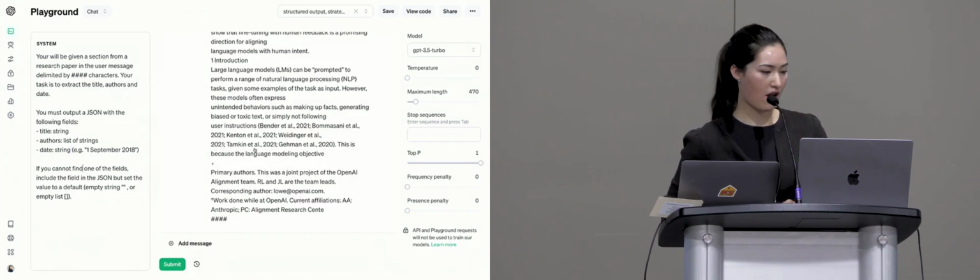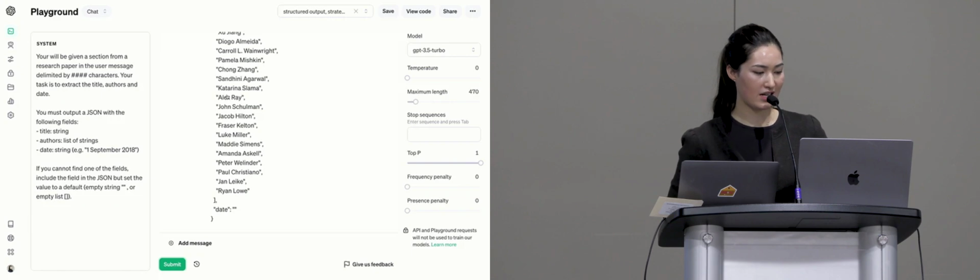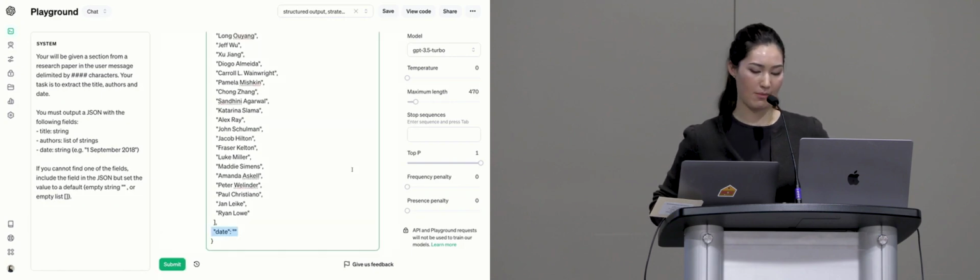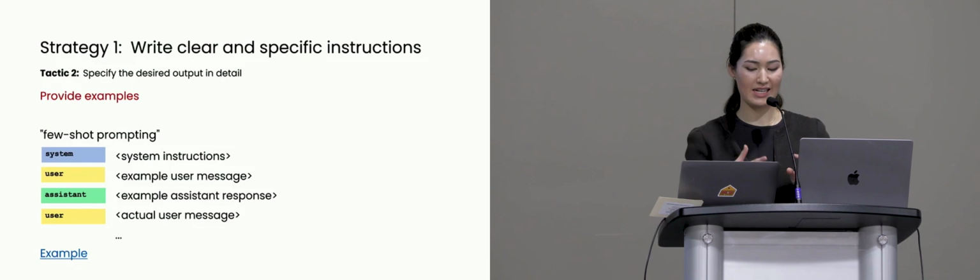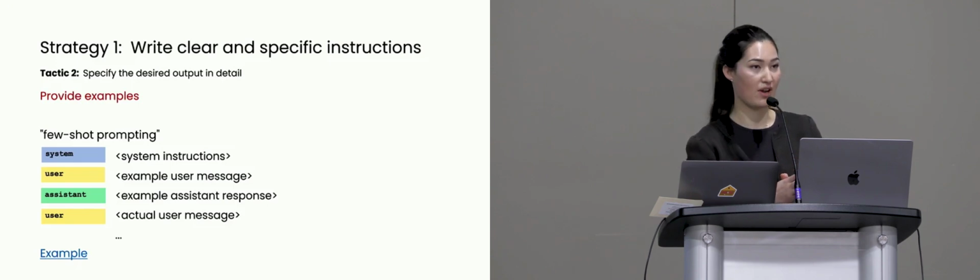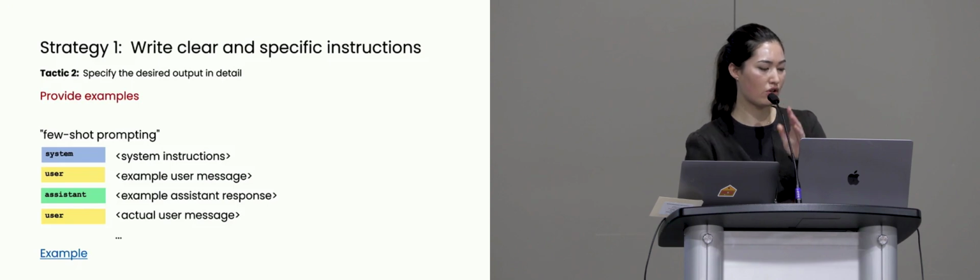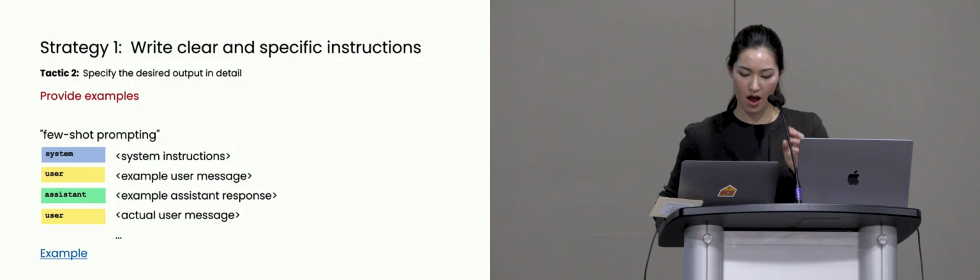The next method is to use delimiters to clearly indicate distinct parts of the input. You can use triple quotes, triple backticks, XML tags, anything really, just to clearly separate specific pieces of text from the rest of the prompt. I like using the four pound signs or triple quotes, triple backticks. A lot of them are one token, which is nice.